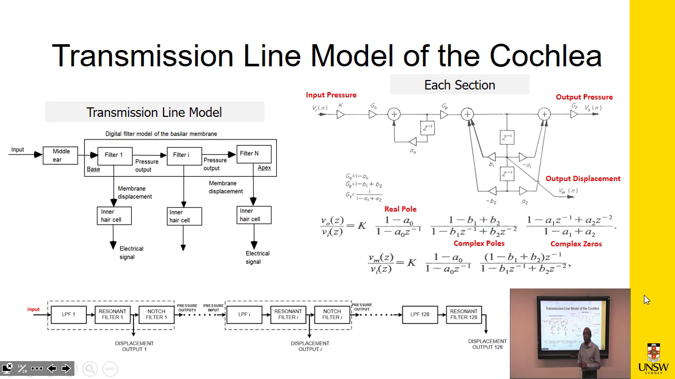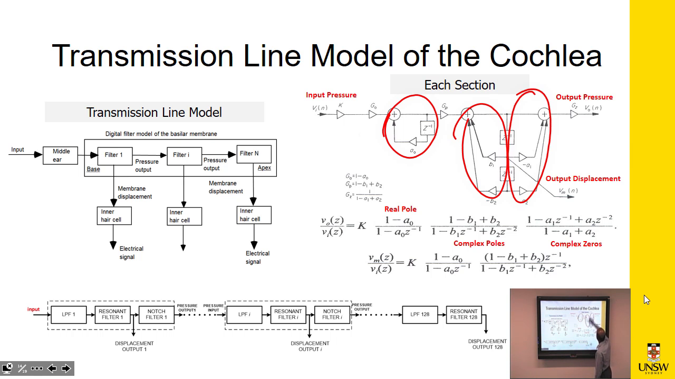And then the next part is that we need to create a transmission line model. So we have one section, we know what it looks like, and when you translate the one section, it's a low pass filter, it's a resonant filter, and this is a resonant zero. So you have a real pole, complex pole, and a complex zero. That's the input, that's the pressure output, that's the membrane displacement. So this is one section. You can think of it as section 1 being a filter, this is the middle ear, and then this is the ith section, this is the end section.